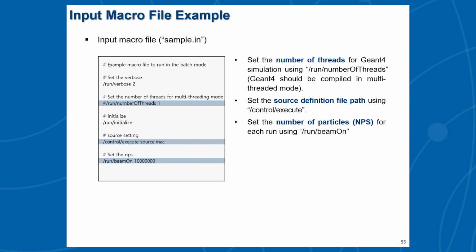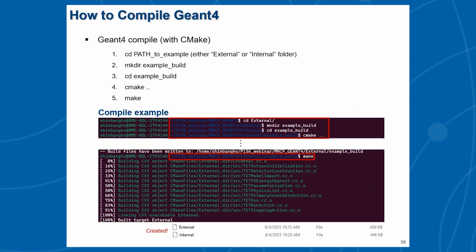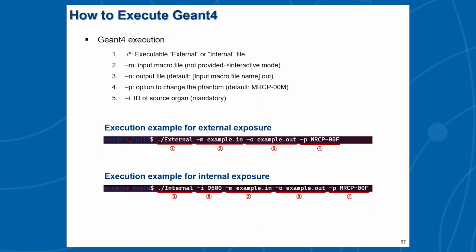For JANT4 simulation, this example used CMake to compile the JANT4 code in the Linux system. First, move your directory to the external or internal folder, and then make a folder to compile the code. Move to the generated folder and compile the code by typing cmake space .. and then make. Then you can see that the JANT4 code is successfully compiled here, and the execution file named external or internal is created in each folder. Once you successfully compile the code, you can run the simulation by typing the necessary command.